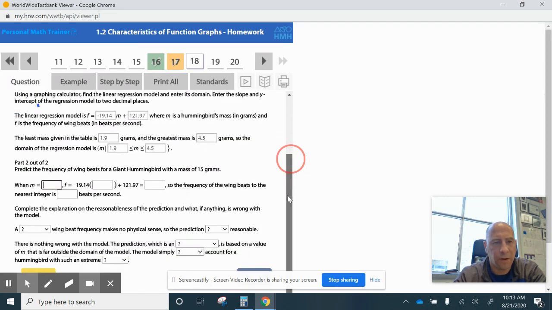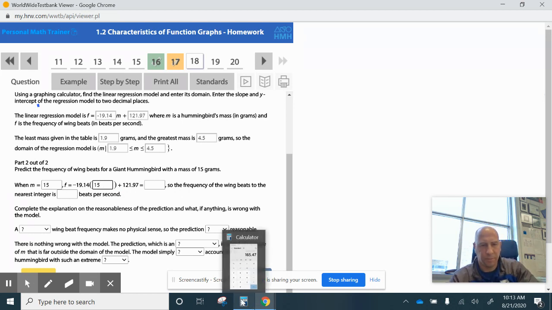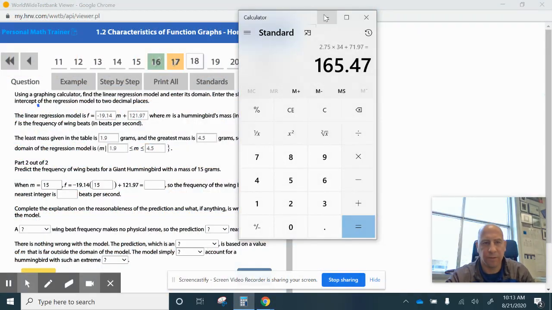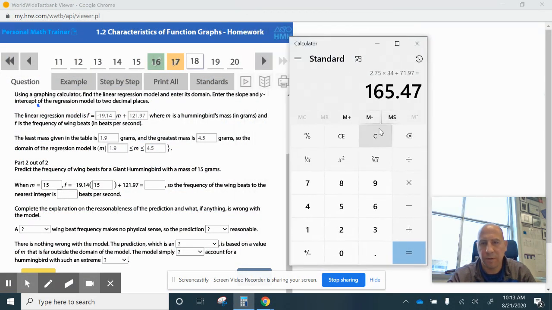We're good there. Now predict the frequency of a wing beat for a hummingbird for the mass of 15 grams. So the mass m is 15. We're going to plug in 15 into here. We're going to use our calculator. So let me get this off the side. So perfect. Clear. So 15.